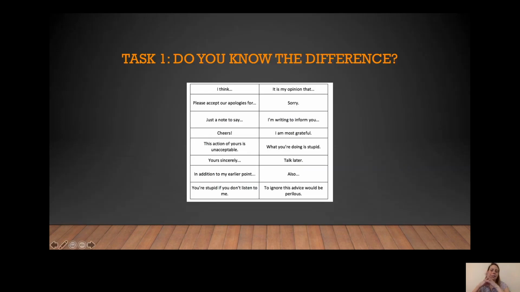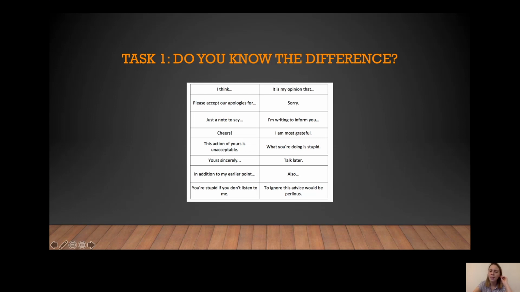Now, here is task 1. Do you know the difference? What I would like you to do now is pause the video and create a table. On one side, write formal, and on the other side, write informal. In each of these rows, there is a formal and an informal example saying the same thing. So I'm going to do the first one for you. I think, or it is my opinion that. One of these is formal and the other is informal. Which one is formal?